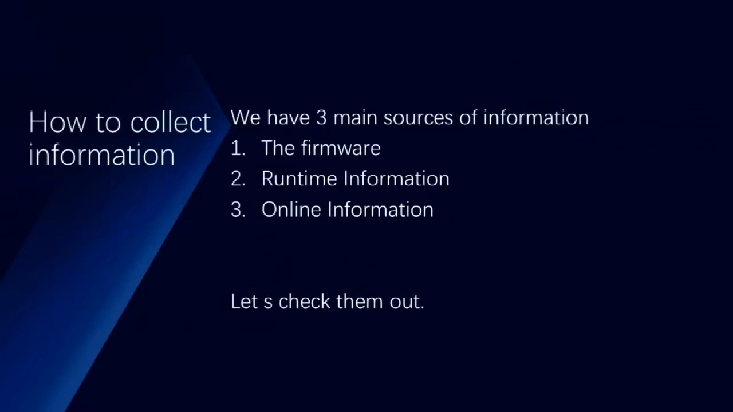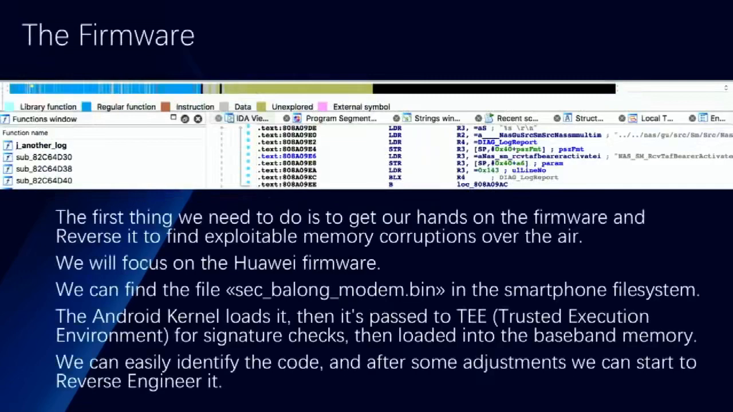So how do you start to find bugs? We need first, of course, to collect information, and we have three main areas to get information. The first one is, of course, firmware. The second one is runtime information for some debugging, at least. And the third one is online information. So we will check those three.